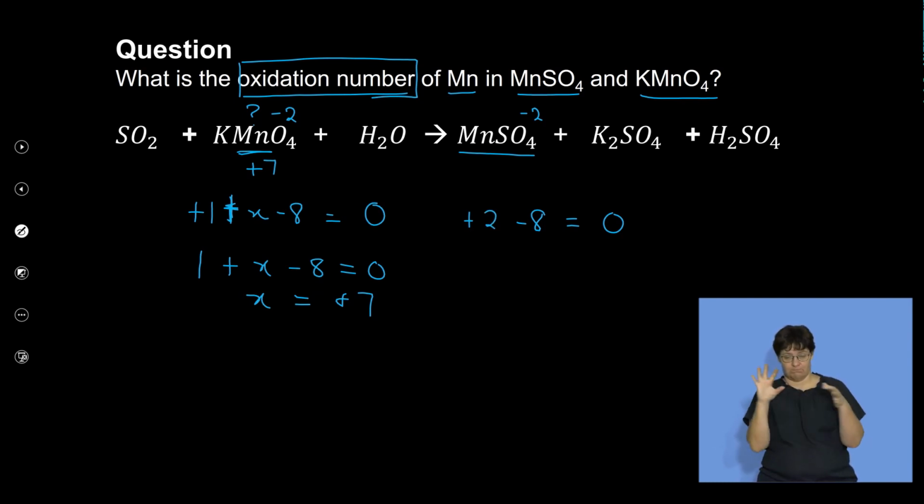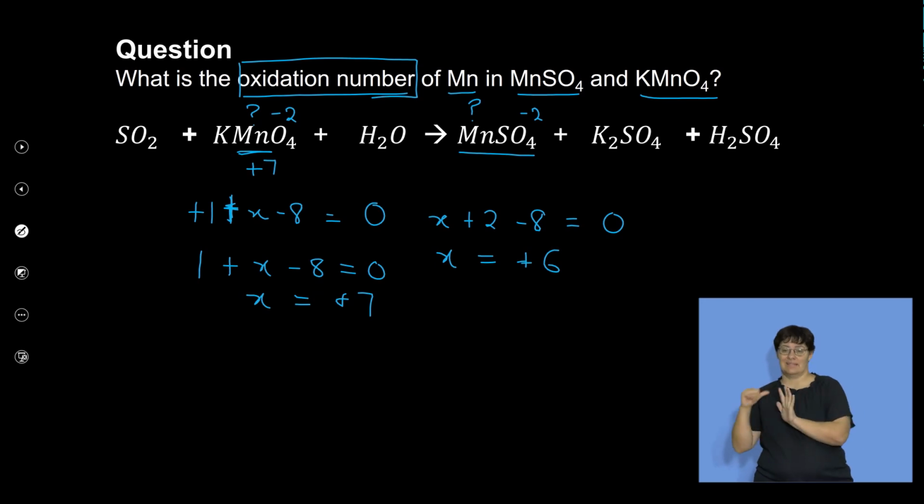Now we are looking for the oxidation number of manganese. So let that be X. There's only one atom of manganese in this case. So this gives us minus 6, then it will be plus 6 on the other end. So in manganese sulfate, this is plus 6, but in potassium permanganate, it's plus 7.